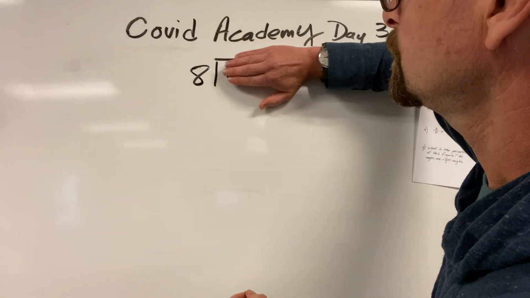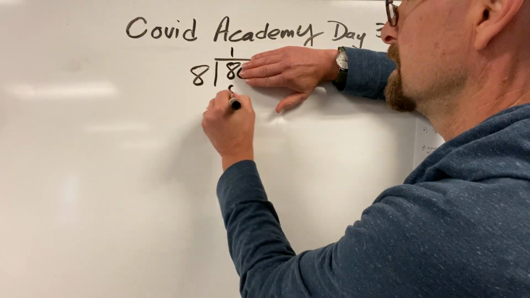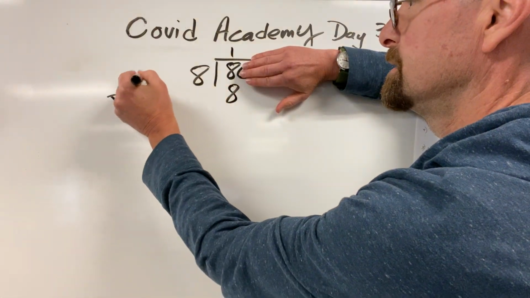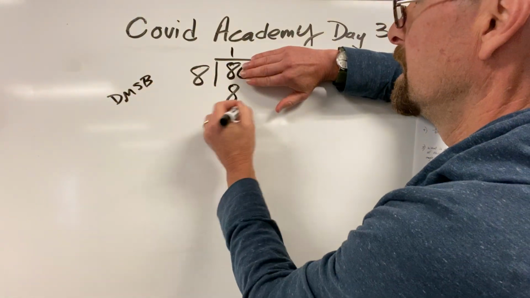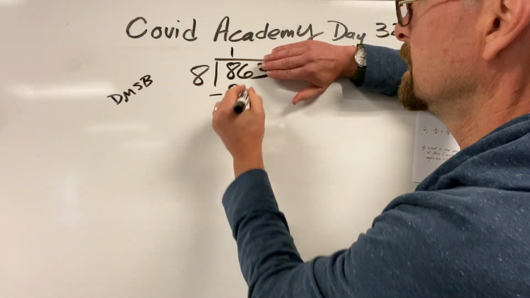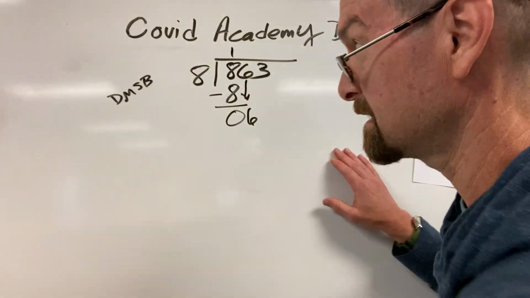All right. How many 8s fit into 8? One of them do. Okay, 1 times 8 is 8. Remember, daddy, mommy, sister, brother. Divide, multiply, subtract, bring down. Multiply, subtract, bring down the 6. This is a tricky step. Watch. The next step is division.